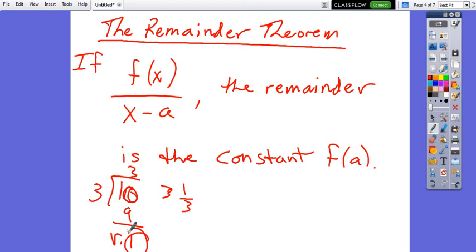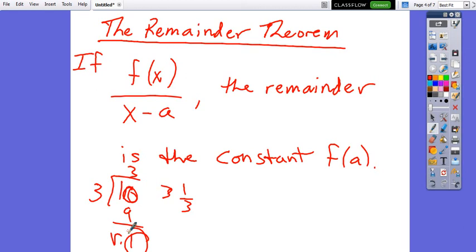So what this is saying is, if I take this polynomial divided by x minus a, and you've seen when we do long division, a lot of times it could be x plus 3, it could be x minus 7, it could be 2x plus 2. So we're dividing by some binomial generally. The remainder is the constant f of a. Now, what is f of a? That means a function of a. That means I take the a value and plug it back into the function.